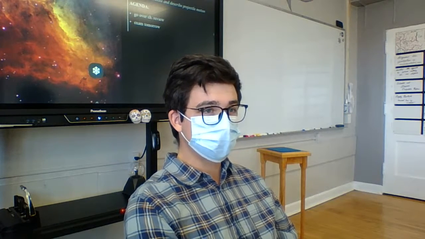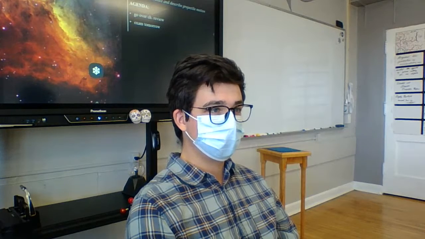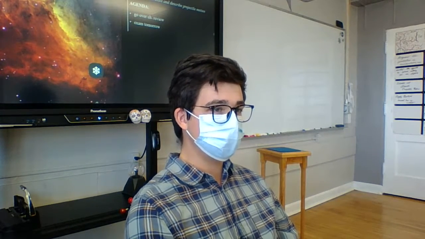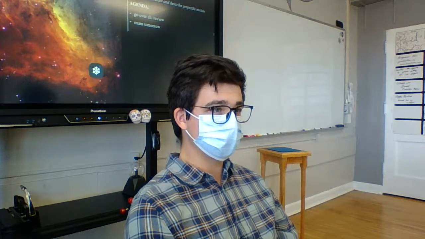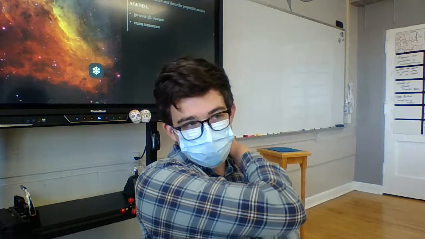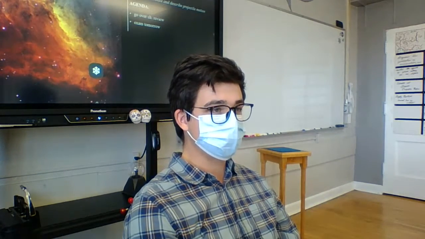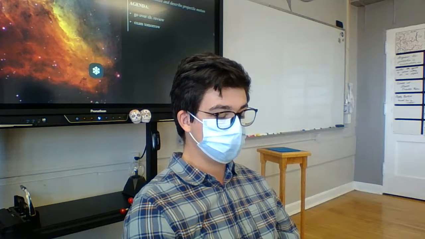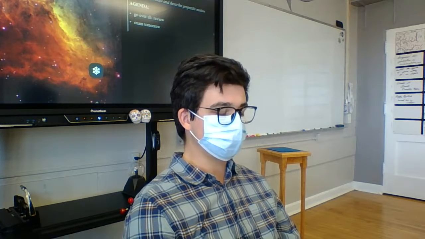Remember d equals 1/2 gt squared? That's how far something falls in free fall. We solve that for t, giving us t equals the square root of 2d over g. So we put all our numbers into that: 1/2 times 45 divided by 9.8 meters per second squared. The square root of that whole thing gives us about 3 seconds.